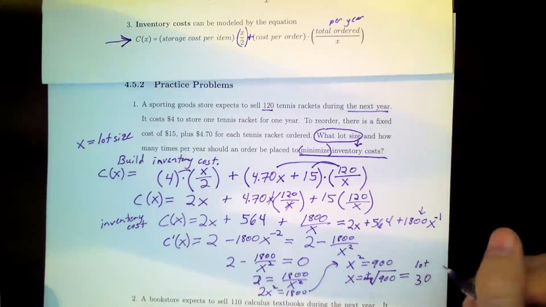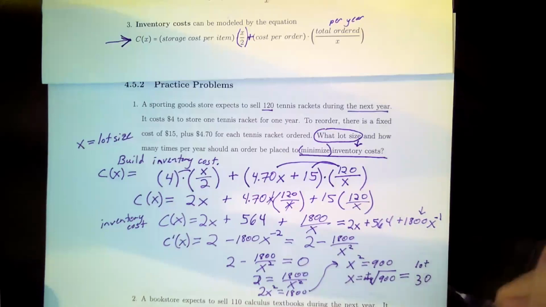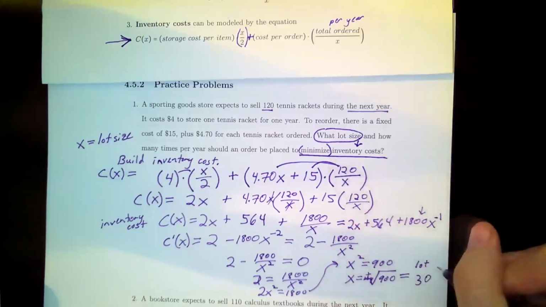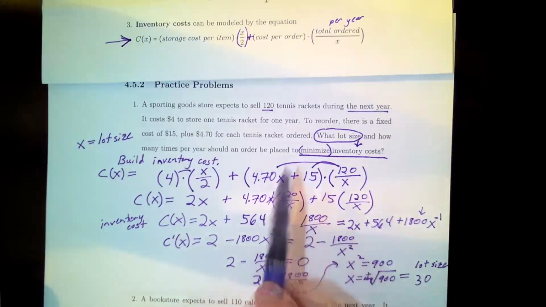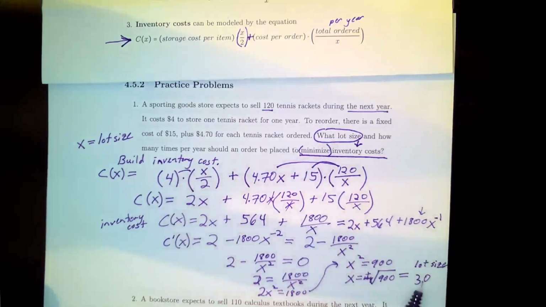And these will work out conveniently where this does correspond to the minimum you want. This is your lot size. That's how many tennis rackets you should place in one order. 30. You should order 30 at a time. So then the question is, if I order 30 at a time, how many times per year would I be making an order? So that's the other question it asks. What's the lot size? Well, it's 30.